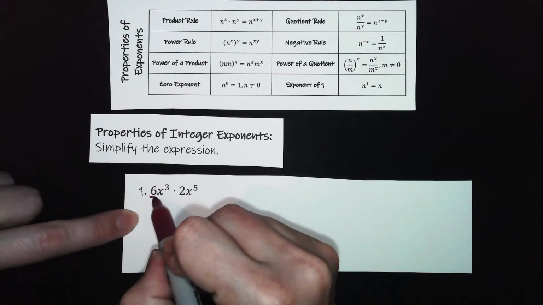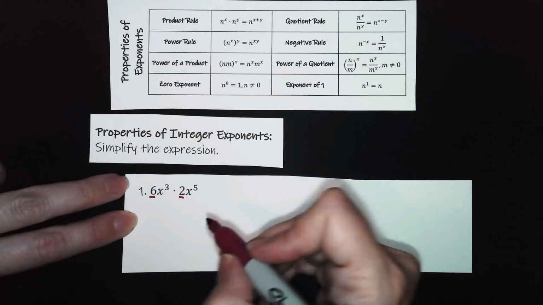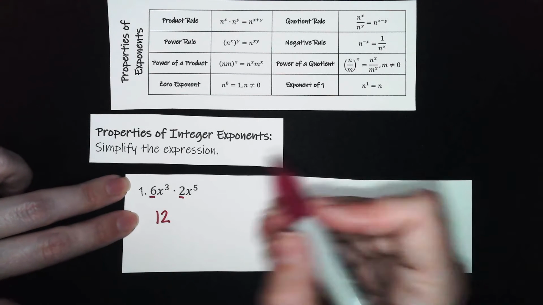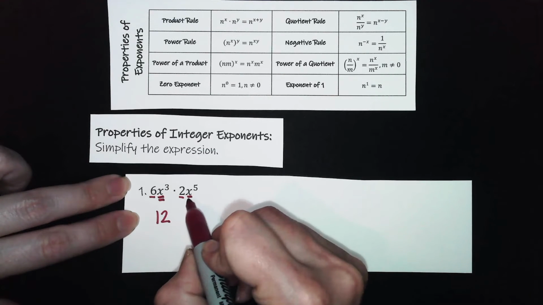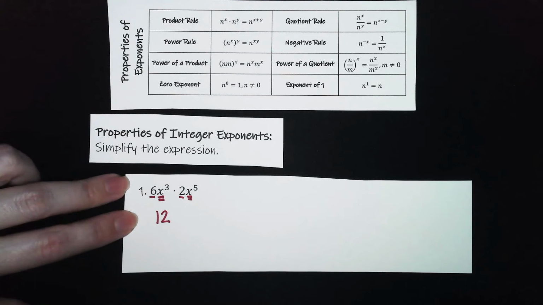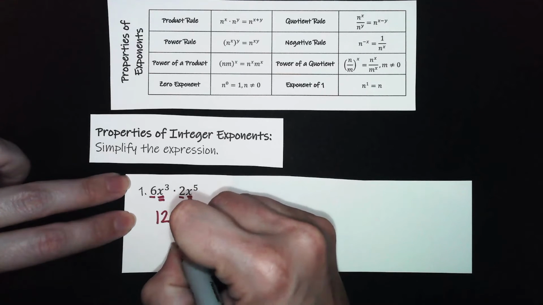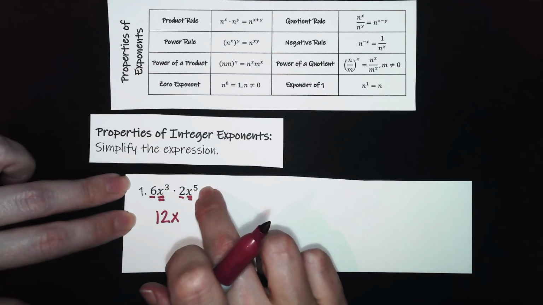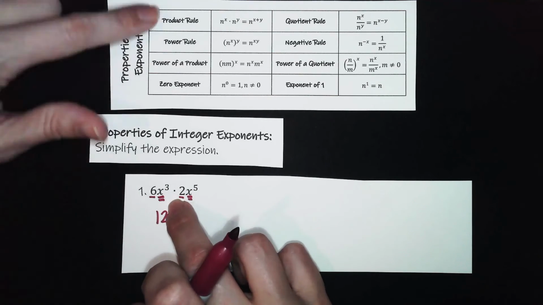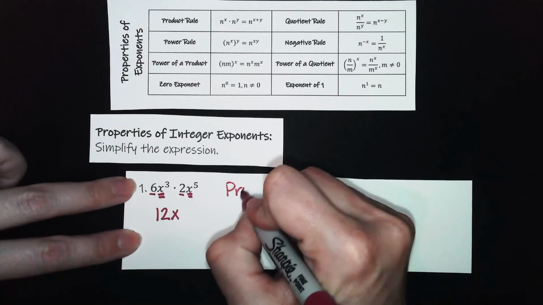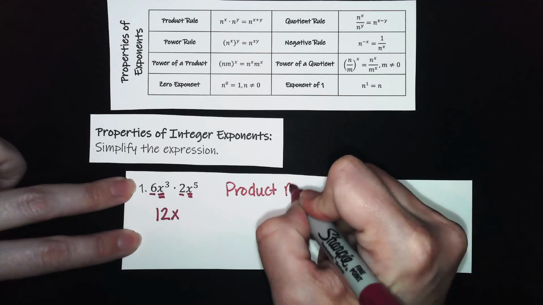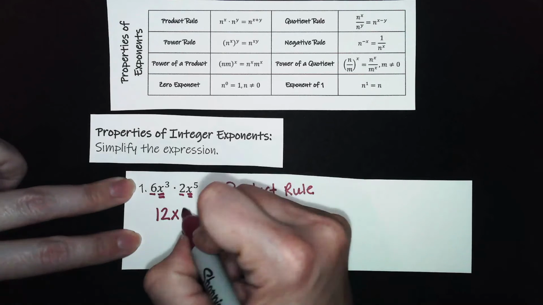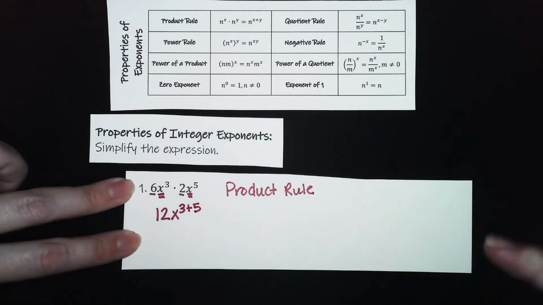So I'm going to take these numbers and I'm just going to multiply them together. So I get 12. Okay? Then I notice I have x cubed and x to the 5th. So the bases are x, so I know no matter what, I'm going to have a base of x. But my powers are 3 and 5. So because this is multiplying, we're going to use the product rule. So I am going to add the powers. So that'd be a 3 plus 5.